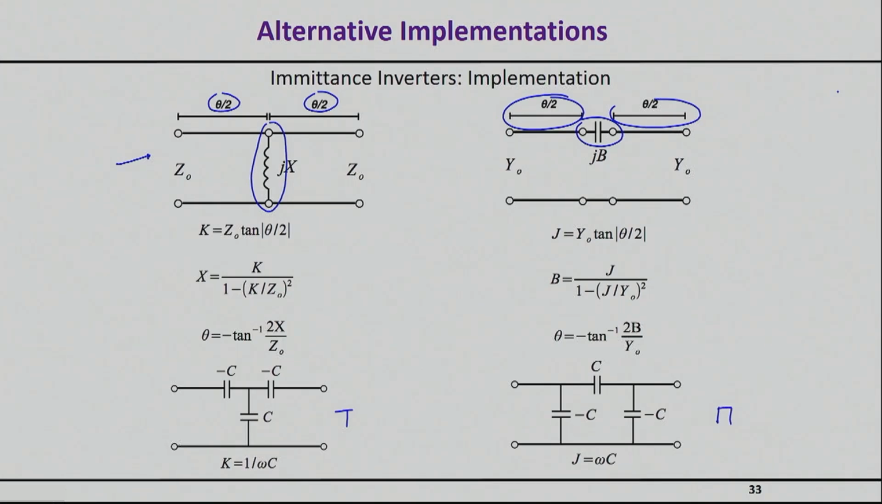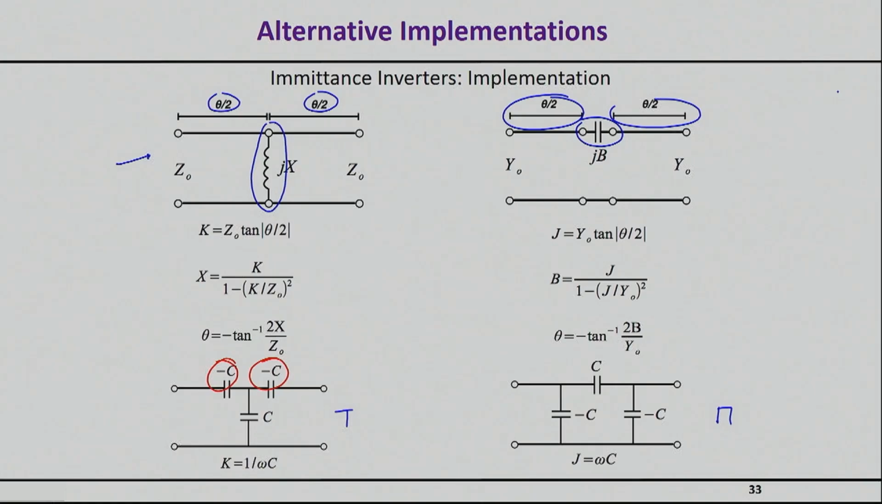But what is interesting to realize here is that there is always something annoying. What the annoying part is, if I look, for example, for the T network, is that I need these negative capacitances. I don't know about you, but last time I tried to buy one of those, they didn't exist.